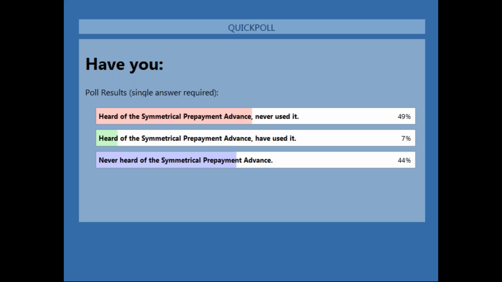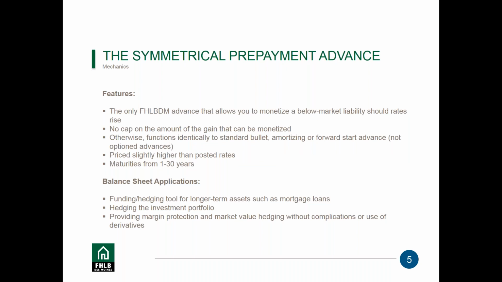This is good. So, a little bit about the Symmetrical Advance. It's an advance that can not only fund a wide variety of your fixed rate assets, but it can also hedge the risk of deposit erosion and the effects of deposit disintermediation that can take place when interest rates do rise. The Symmetrical Prepayment Advance provides stable funding that is not rate sensitive, and it includes, this is interesting, a feature which allows you, the member, to monetize the value associated with rising rates and has positive impact when liabilities are on your balance sheet and rates rise.